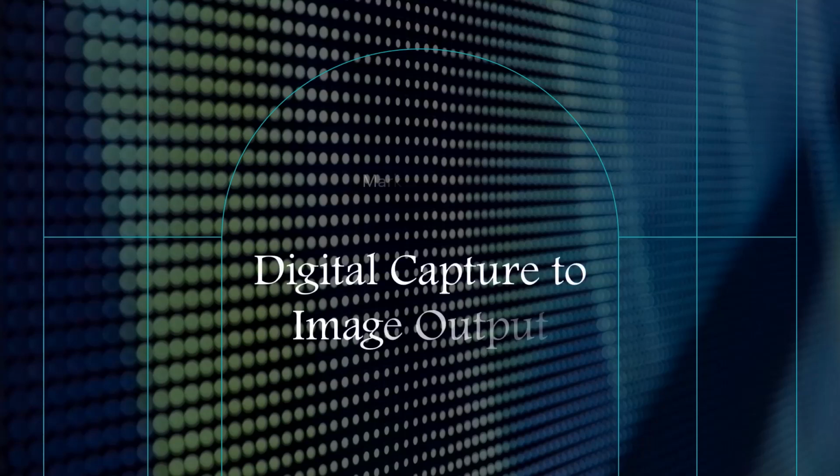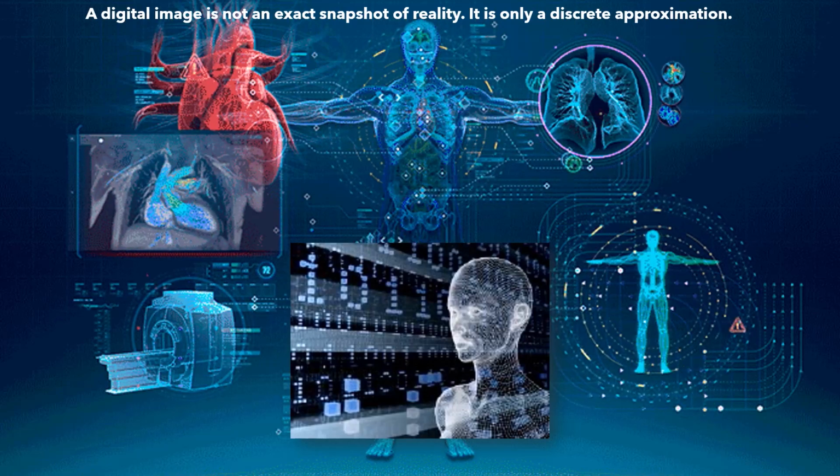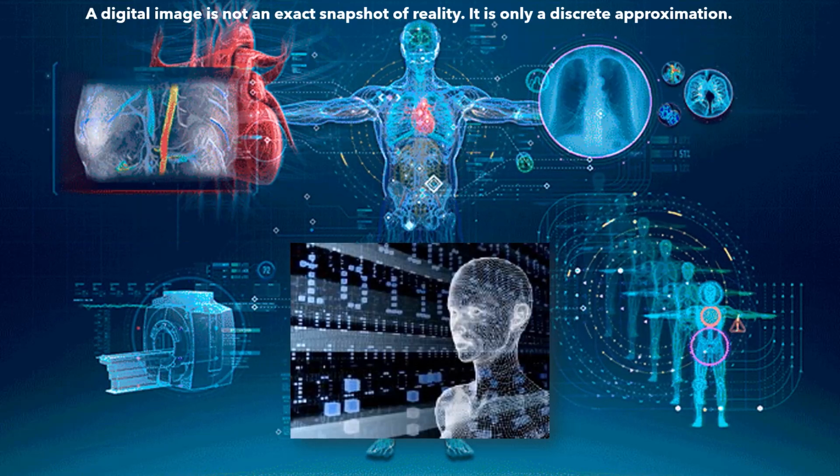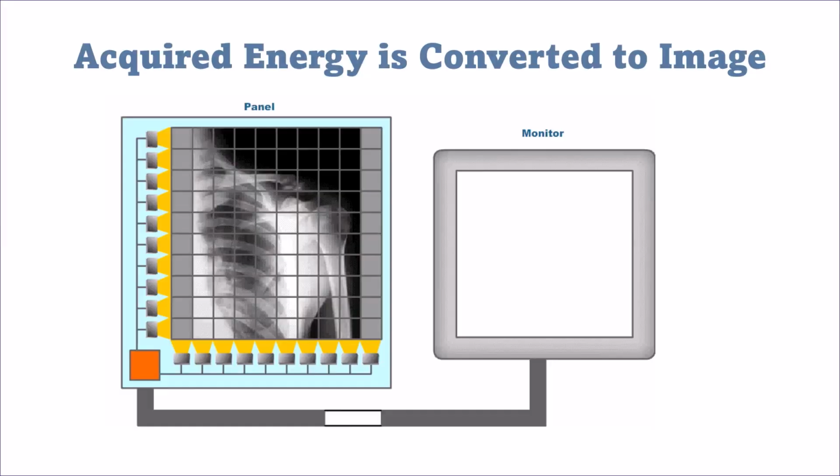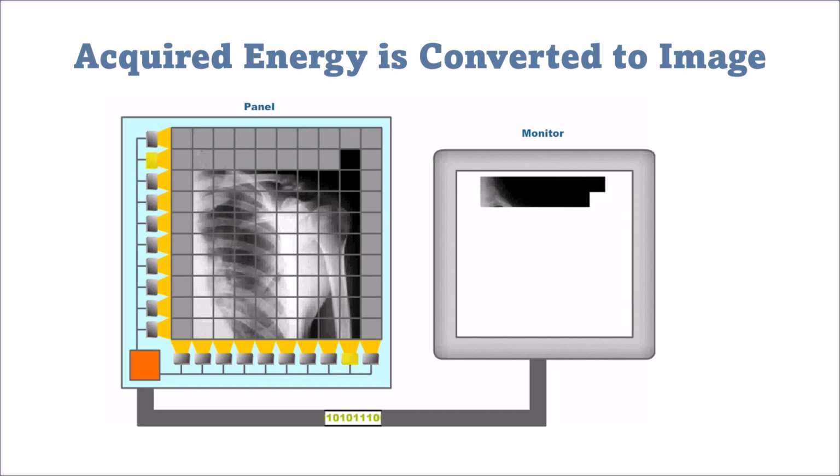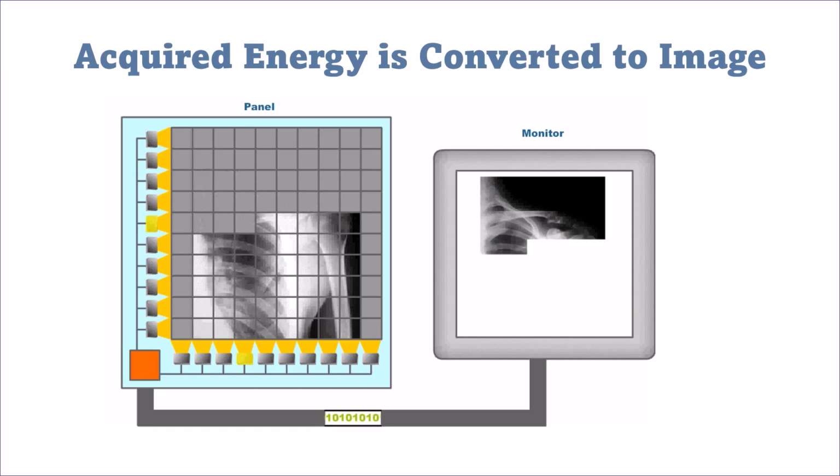Digital Capture to Image Output by Mark Struthers. A digital image is not an exact snapshot of reality. It is only a discrete image in time. We'll explore how the interaction of energy with tissue from different modalities is converted to a visual image for display.